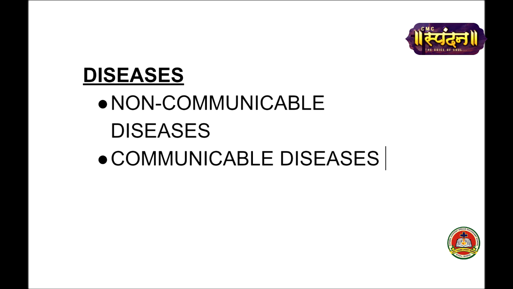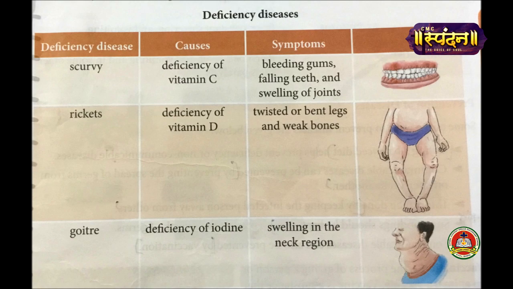So let us first study about the non-communicable diseases, and these types of diseases are also known as deficiency diseases because they take place due to deficiency of a particular nutrient in our body. The first disease is scurvy, which is caused due to deficiency of vitamin C. And what are the symptoms? You will have bleeding gums, falling teeth and swelling of joints.